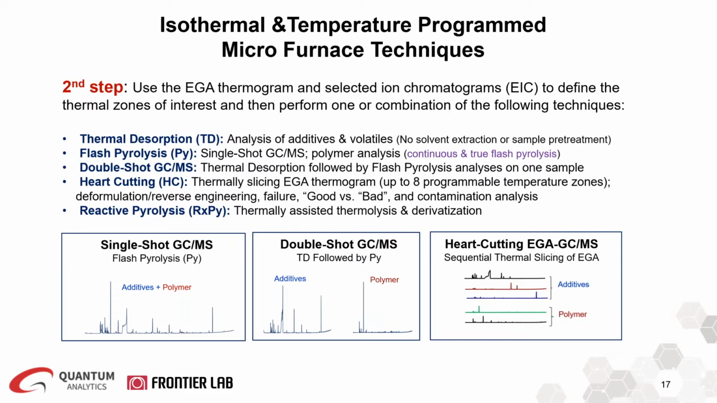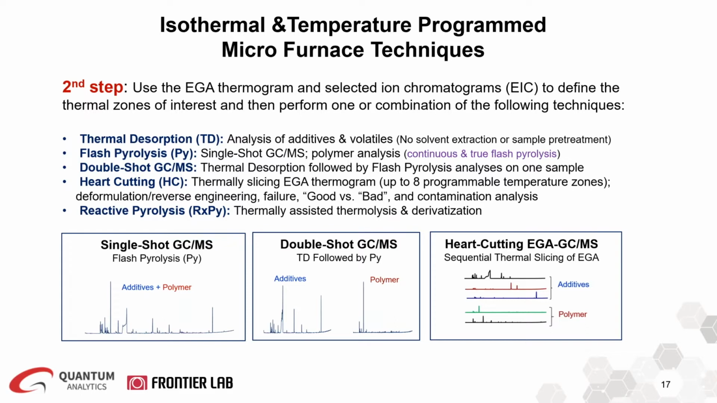So you might want to perform a thermal desorption, which is used for analyzing additives and volatiles. However, the key point here is that you thermally extract the additives and volatiles from the mixture. So any sample preparation or solvent extraction step is eliminated.